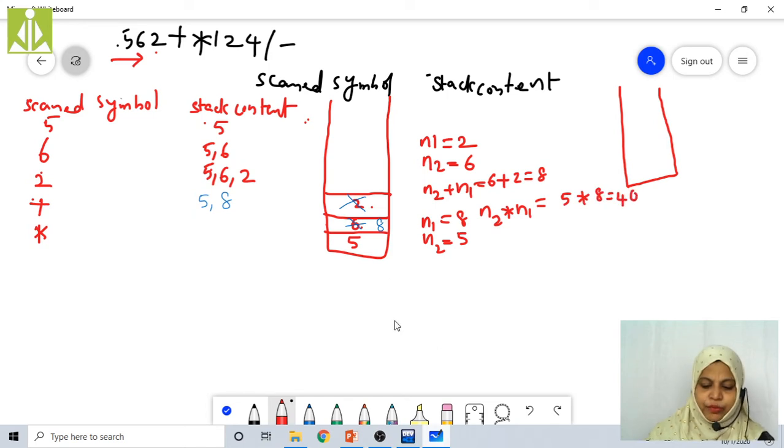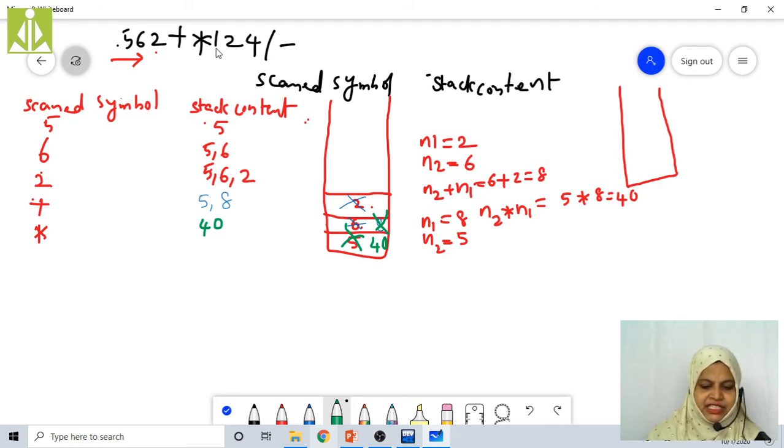5 eights are 40. You have to put this 40 here. First you have to delete this 8, then delete this 5, then insert 40. The answer is inserted into the stack. So here you put 40. Now the stack consists of 40. The first deleted element n1 is 8, the second deleted element n2 is 5, and you perform n2 star n1, 8 into 5, that is 40.